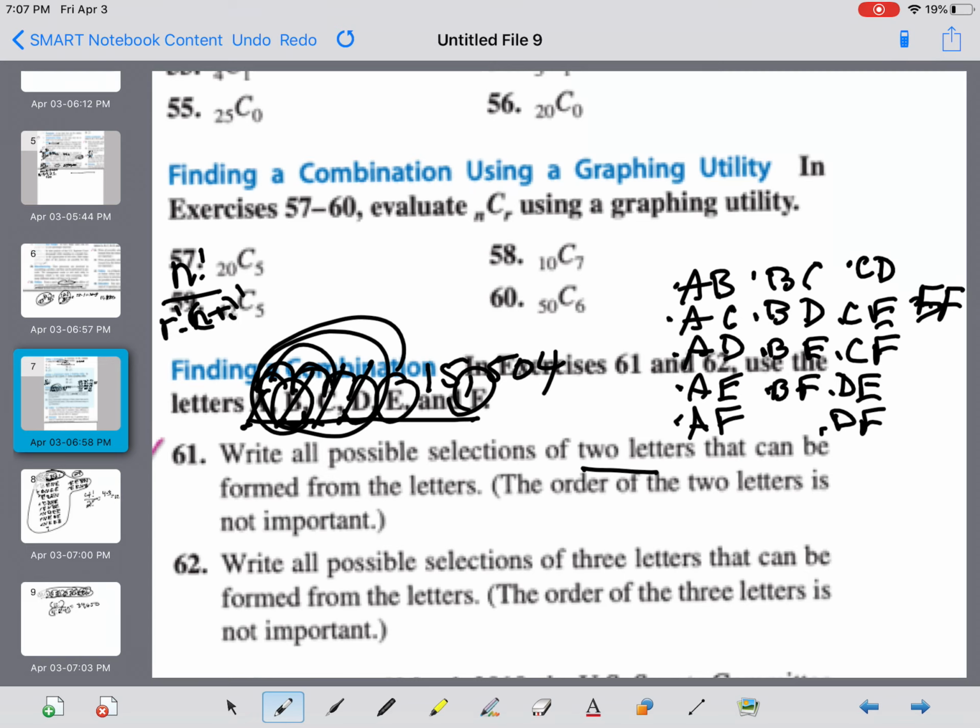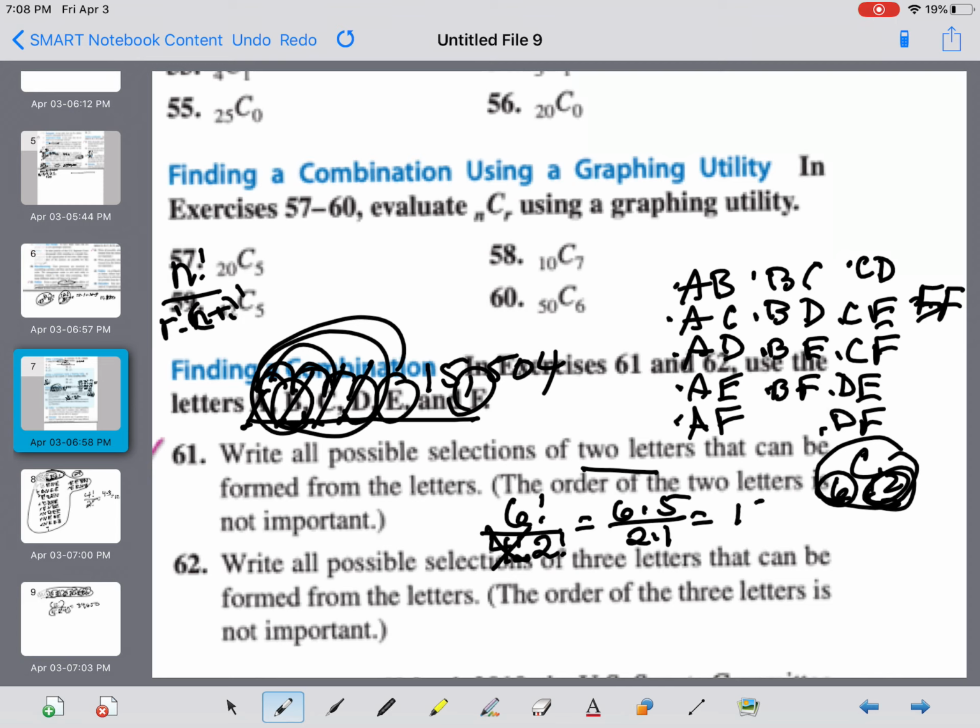So an easier way to do this would have been a combination of 6 letters, 2 at a time. That would have led me to go 6 factorial over 6 minus 2, which is 4 factorial, and then go back to your r, 2 factorial. That gives me 6, 5, 4, 3, 2, 1 over 2, 1. Gives me 30 over 2, which is 15 ways, which is what I got.